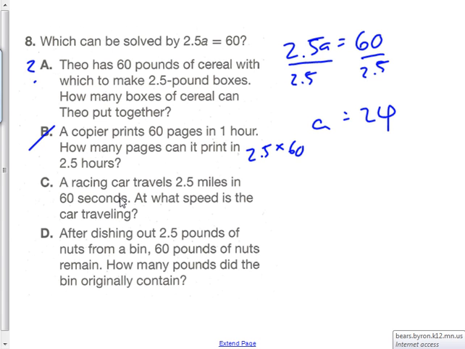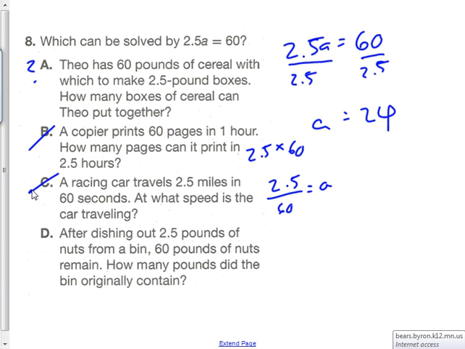C, a racing car travels 2.5 miles in 60 seconds. At what speed is the car traveling? Usually when we talk about speed, it's distance over time, so miles per second. So I would take 2.5 and divide it by 60 rather than doing the problem up here. It says at what speed is the car traveling, so this one maybe looks more like this. Okay, so I don't like C.